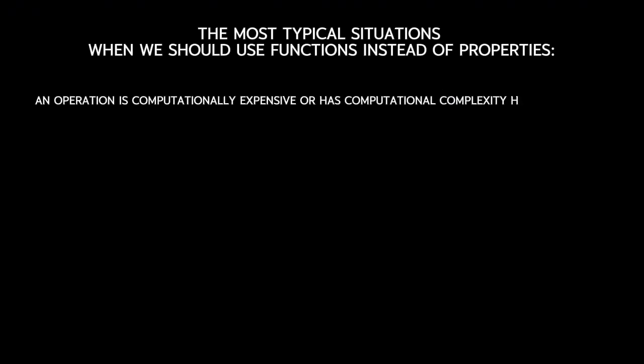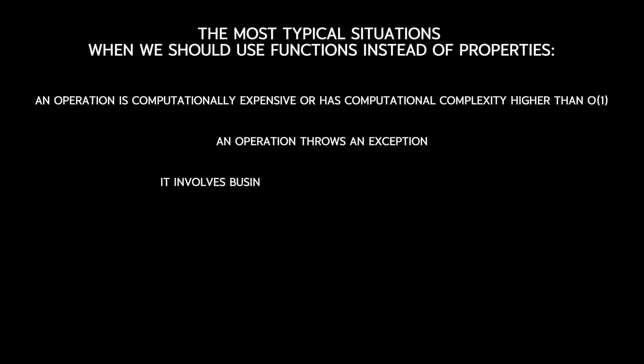More concretely, here are the most typical situations when we should use functions instead of properties. An operation is computationally expensive or has computational complexity higher than O of 1. A user does not expect using a property to be expensive. An operation throws an exception. A user does not expect that a property getter or setter can throw an exception. It involves business logic, that is, how the application acts.